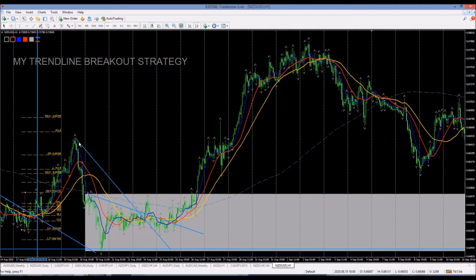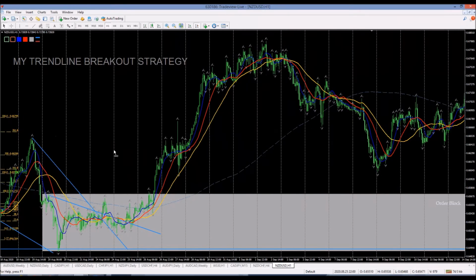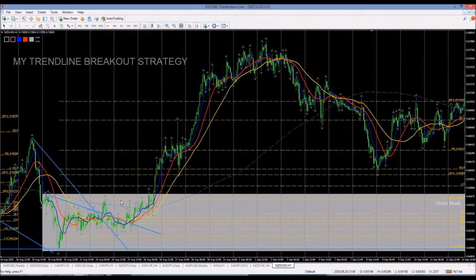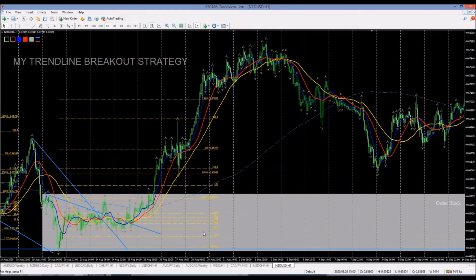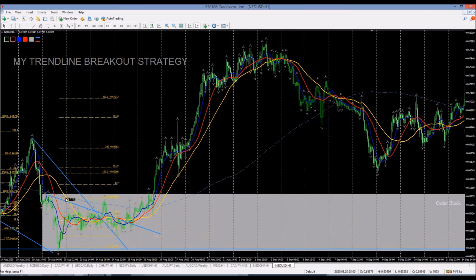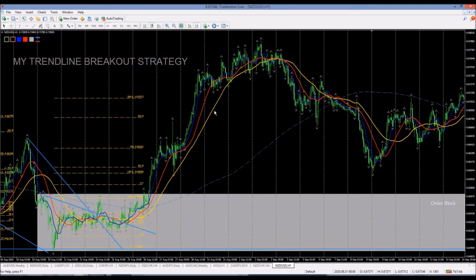And as we can see, we've broken above. Fibs, right? Across, pullback, continuation. And we hit the 200. All of this order missed. I'm happy I got out there.